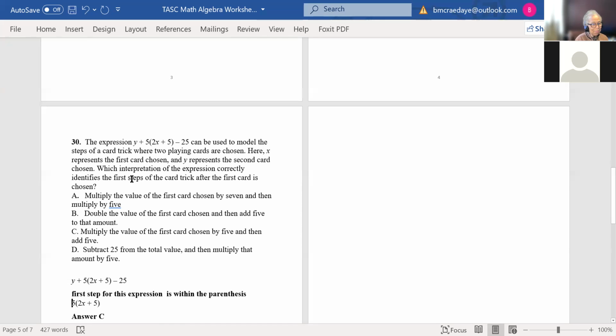So you have to go, number, it would be B. No, you double the first card chosen. I'm sorry, not C. It would be B. No, double, that's 2x, and then add 5. So that would be B. Sorry, B. Because in parentheses is doubling the x and adding the 5, which is what B is. Double the value of the first card, which is x, and then add 5 to that amount. So the answer is B. Okay?